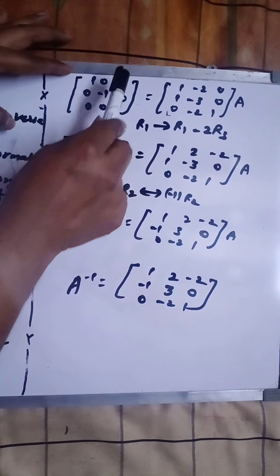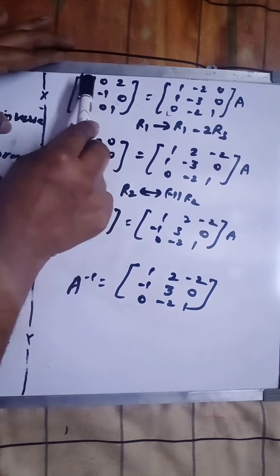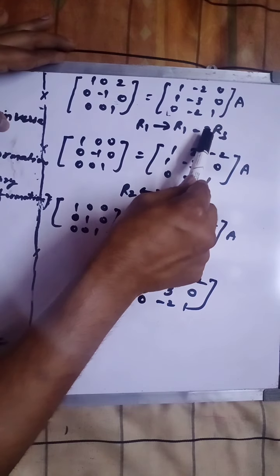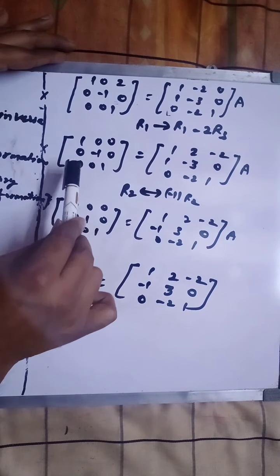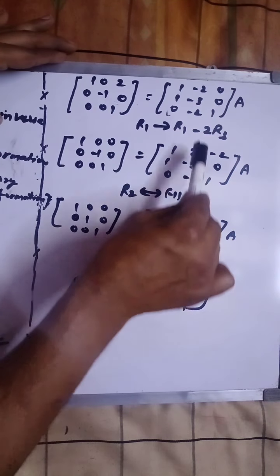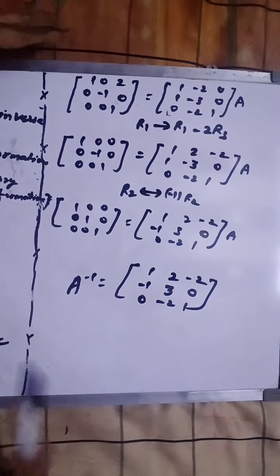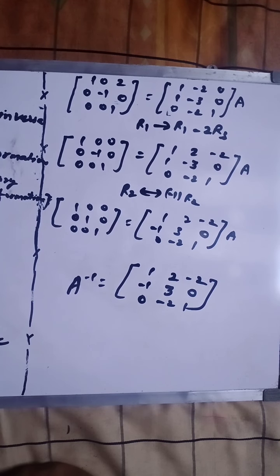Then 0 will come here, no? When you multiply this R3 by 2, so 0, 0, that would be 2, and you have to subtract from R1, you will get this. And similarly, the same concept you have to apply in this matrix. And simply you have to do plus or minus, nothing else.